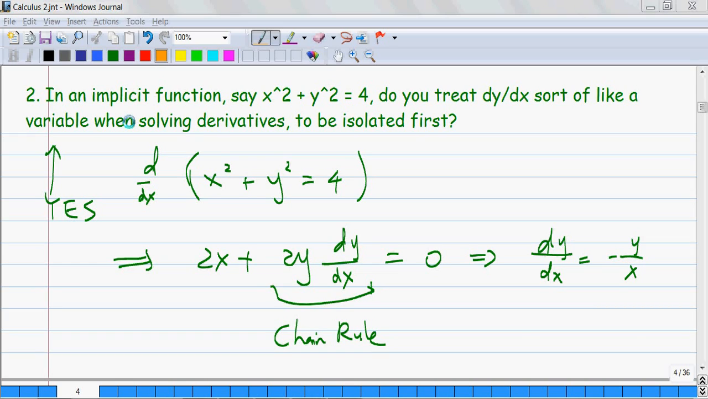And the answer to this question is yes. And so, for example, when you are differentiating something like this, you basically want to differentiate both the left and right hand side. So when you differentiate a function of x, then you just do the normal derivative.